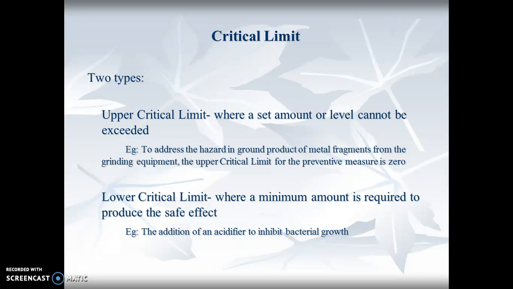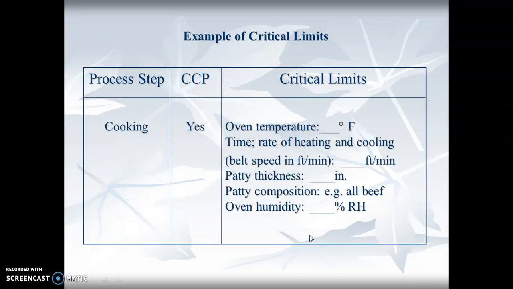Lower critical limit, where a minimum amount is required to produce a safe effect. The addition of an acidifier to decrease the pH, or to make it more acidic, to inhibit bacterial growth. What is the minimum amount needed to decrease bacterial growth? Example of critical limits, cooking. Is it a CCP? Yes. Why? Because there's nothing else that's going to make that product safe after you cook it. You need to fully cook it.